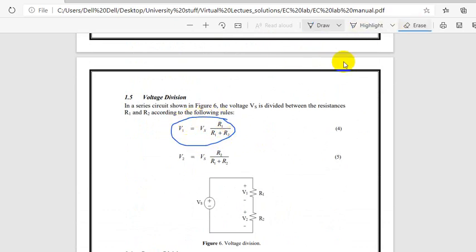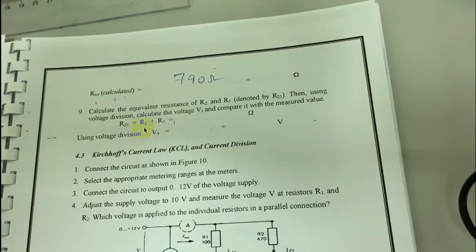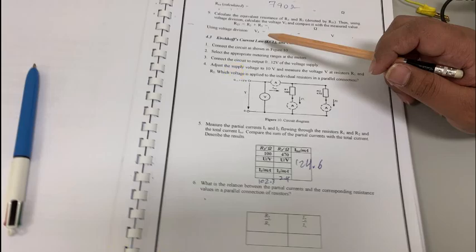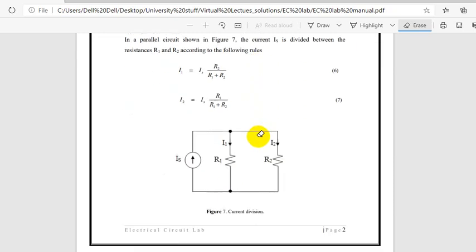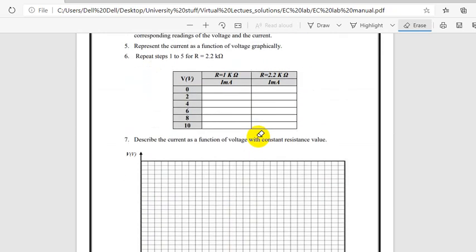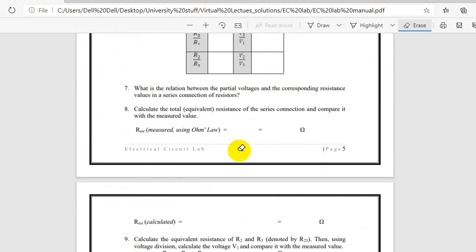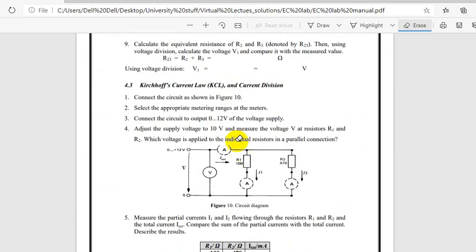Okay, so now calculate this R2 R3 V1 using the voltage divider. Next, Kirchhoff current law. Sorry, this is Kirchhoff current law.